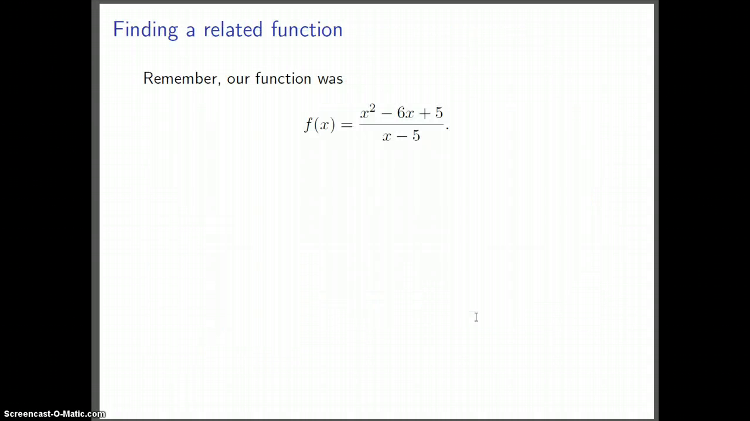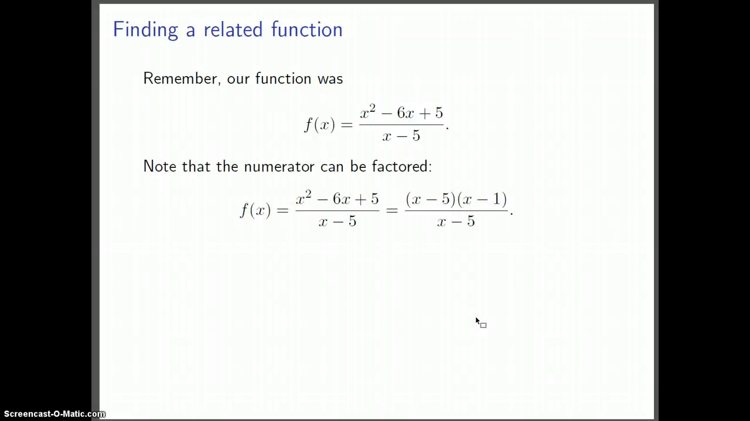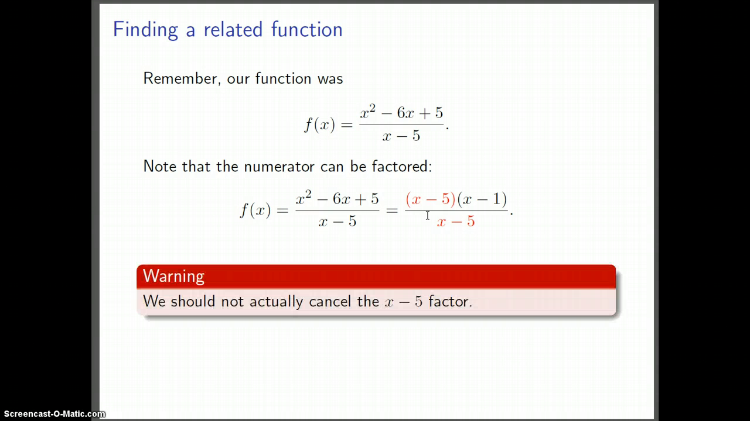But what we're going to do is take our function f here, and note that the numerator can be factored as x minus 5 times x minus 1. Now, it would be desirable to want to cancel these things here, but if we do, we actually don't end up with the same function. So we shouldn't cancel this factor x minus 5 that shows up here. But imagine that we did cancel it.